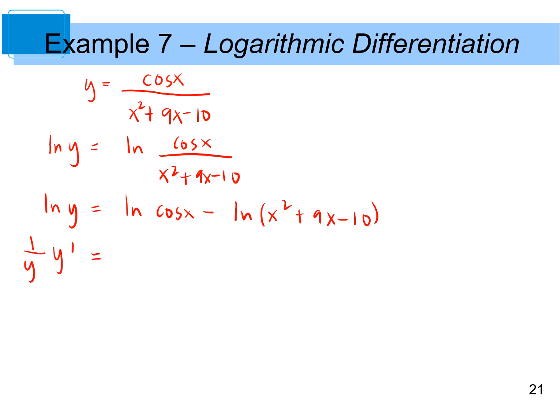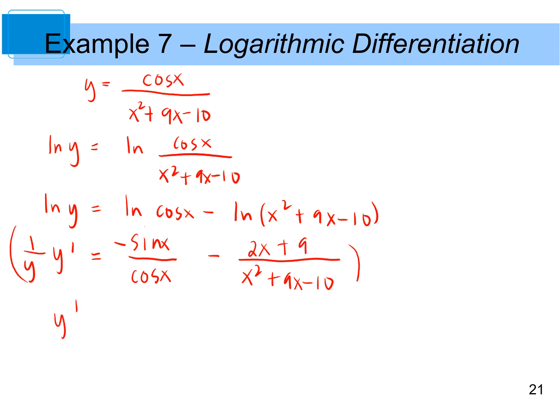And this is equal to, so again, for the formula of ln of cosine x, we write u on the denominator, so that would be cosine x. And on the numerator will be the derivative of u, which is negative sine x. Minus, so for ln of x squared plus 9x minus 10, we copy x squared plus 9x minus 10 on the denominator, and on the numerator, the derivative of that would be 2x plus 9. So we now want to get y prime, so therefore we multiply both sides of the equation by y.